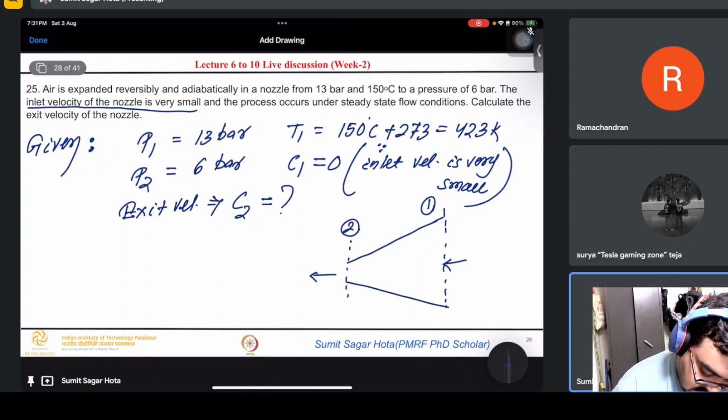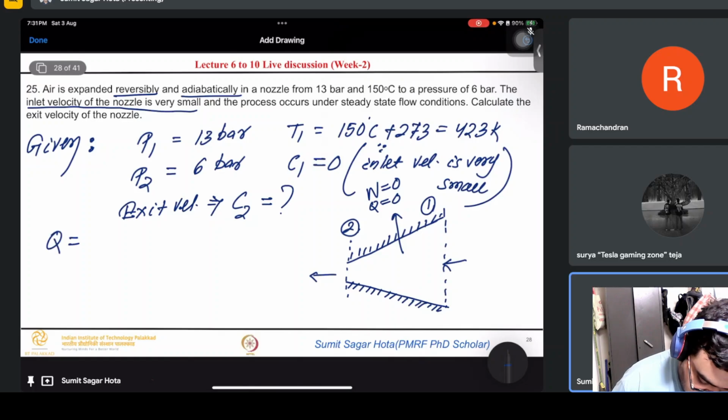Here it's written reversibly and adiabatically. What does it mean? It means W is equal to 0 and Q is equal to 0. So adiabatic we have to represent like this, adiabatic. That means your Q is equal to 0 and W is 0.